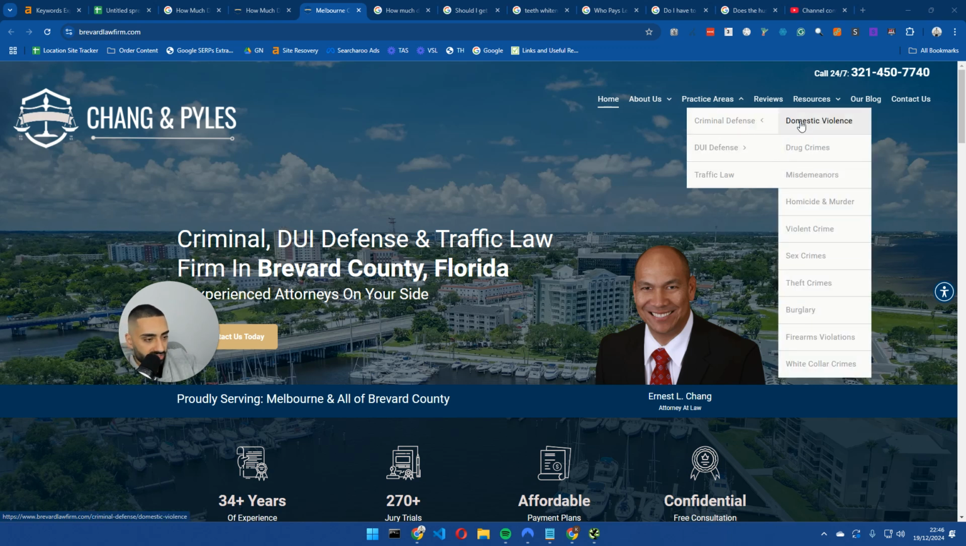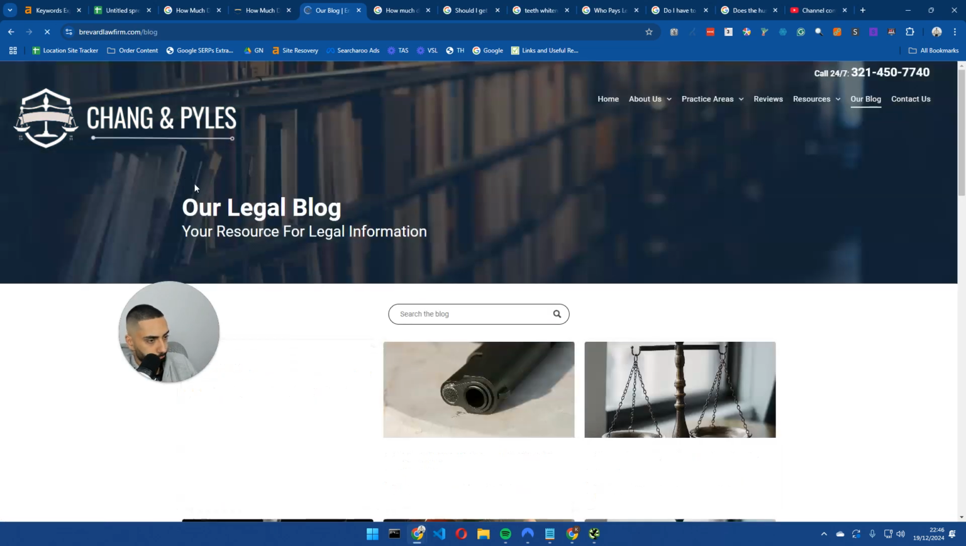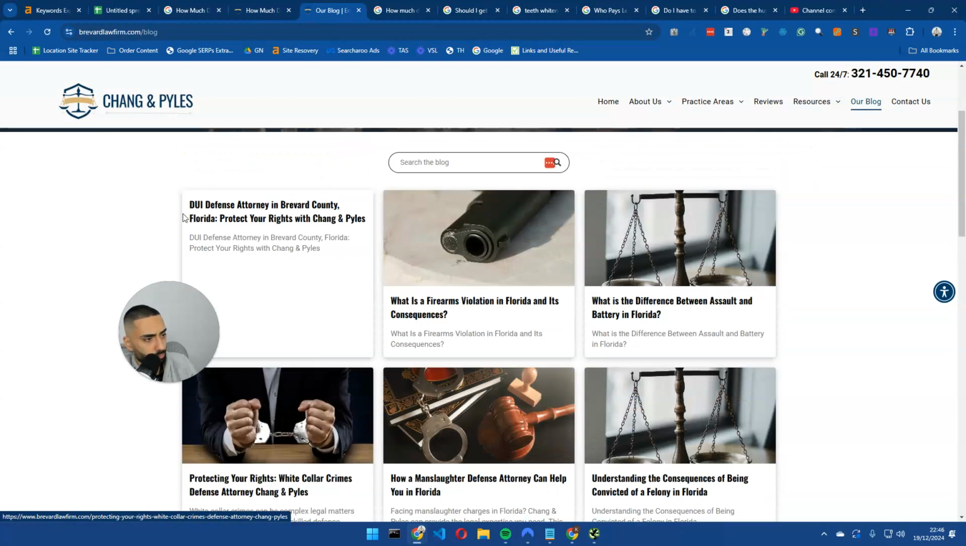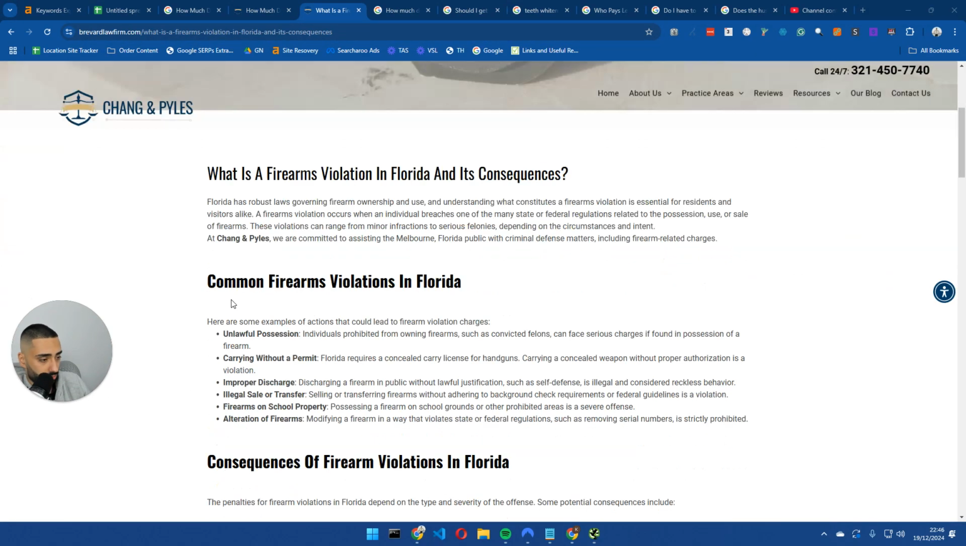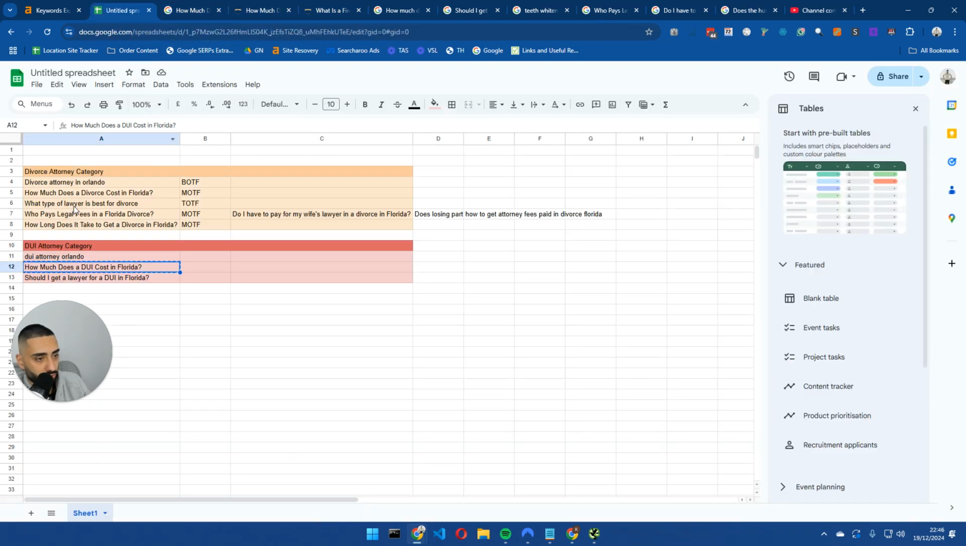So for each of these individual services, go and get 4 or 5 as an absolute minimum. So if you're getting 5, let's say 1, 2, 3, 4, 5, 6, 7, 8, 9, 10, you should at least have 50 blogs to do with each service. So 5 for each blog. And to be fair, these guys seem to know what they're actually doing.